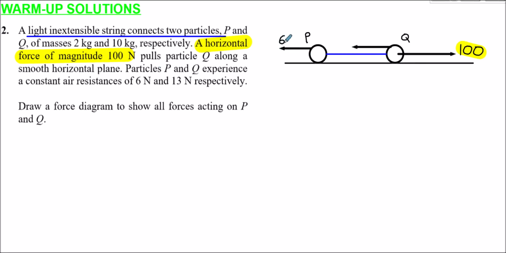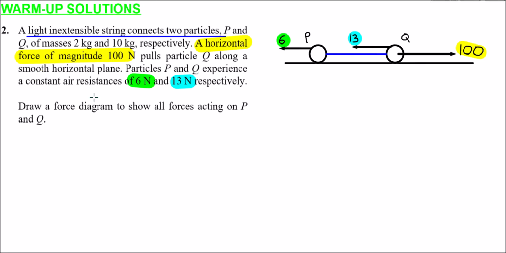So that's 6, that's 13. So we're almost done. We're asked here to draw a force diagram with all the forces shown acting on P and Q. So because the motion is horizontal, these are the only forces we need to be bothered about here. Okay, so we don't need to worry about anything else. For example, it says here the plane is smooth, so there's no friction involved.